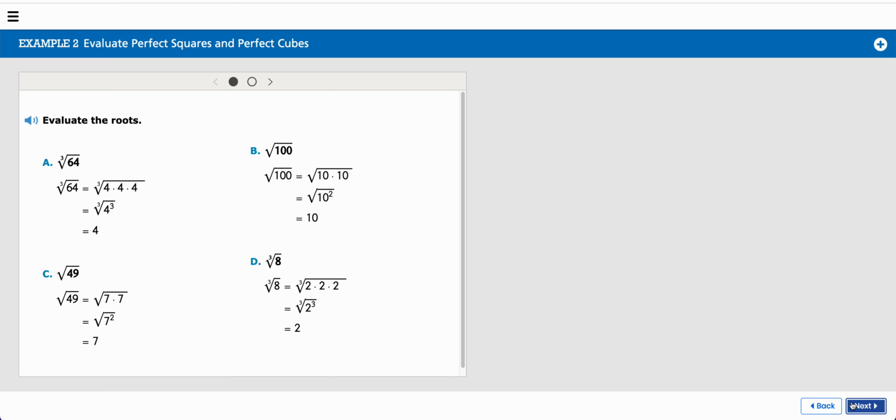So then they're showing you part B, the square root of 100. And so this goes back to what we've already been doing, finding perfect squares. So 100 is just 10 times 10, which is 10 squared. So the square root of 10 squared is 10.